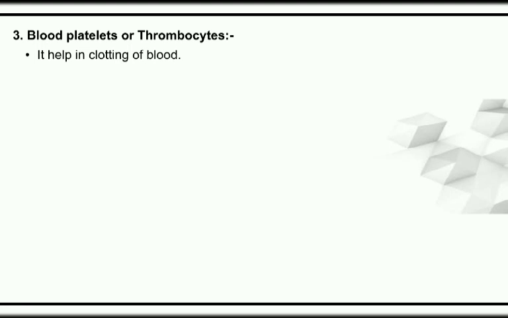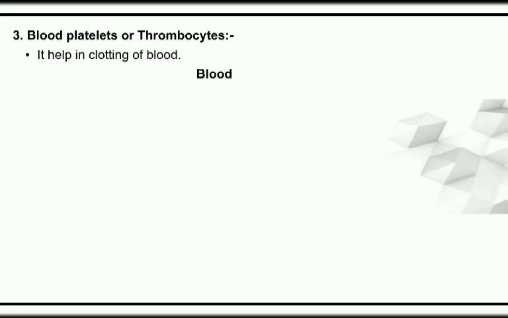Next one is blood platelets. They are also called thrombocytes. Blood platelets help only in blood clotting. Suppose there is a rupture in our skin, the platelets clot our blood, so that an excess amount of blood is not released from the body, except in hemophilia patients. So blood platelets do only that.